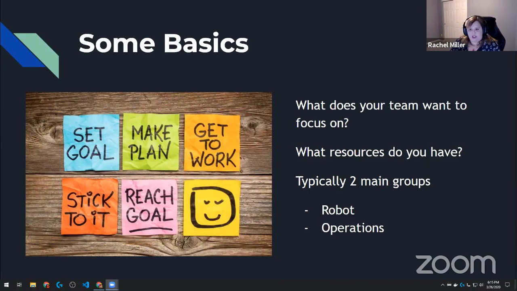The next big question you're going to want to ask your team is, what resources do we have? And you don't have to get super specific with your resources.